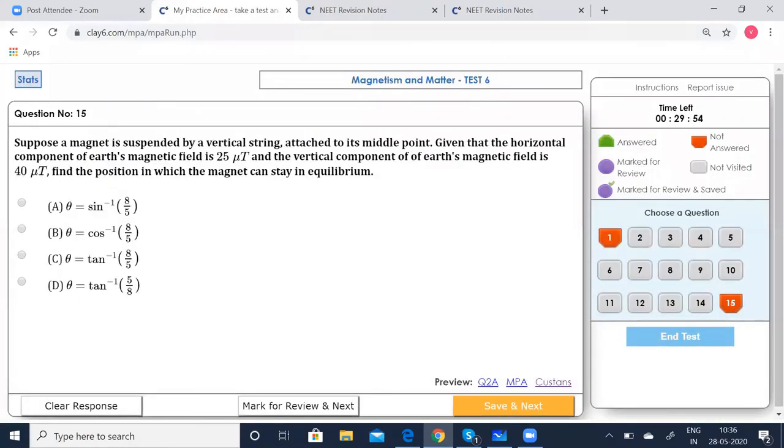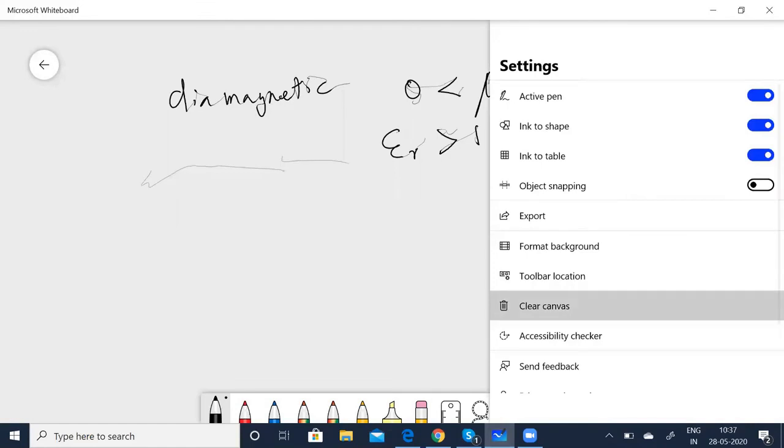Suppose a magnet is suspended by a vertical string attached to its middle point. Given that the horizontal component of Earth's magnetic field is 25 microtesla and the vertical component of the Earth's magnetic field is 40 microtesla, find the position in which the magnet can stay in equilibrium. Even though it seems to be complicated, it's a very easy question.